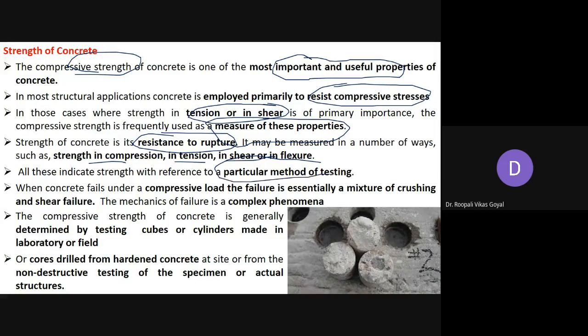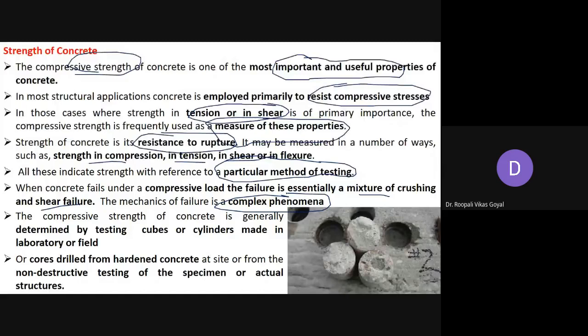So when concrete fails under compressive load, the failure is essentially a mixture of crushing as well as shear failure. So basically it's not pure compression that we are applying, but a mixture of crushing as well as shear. And the mechanics of this failure is a very complex phenomenon. It's not simple that you compressed it and it failed, it ruptured. It's a complex phenomenon.